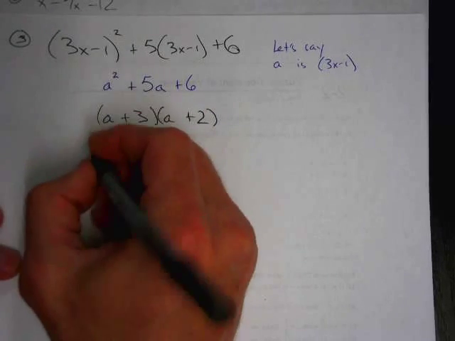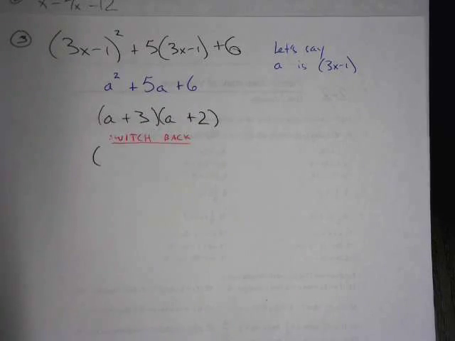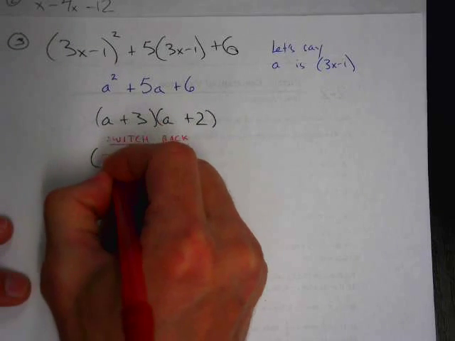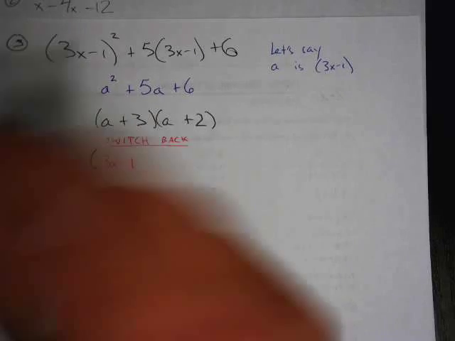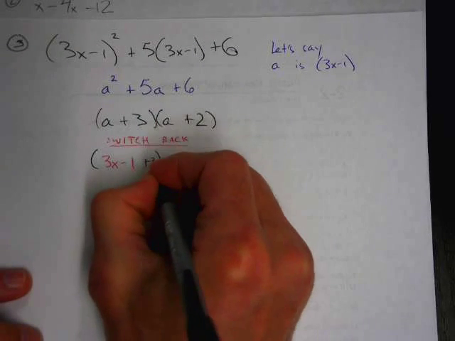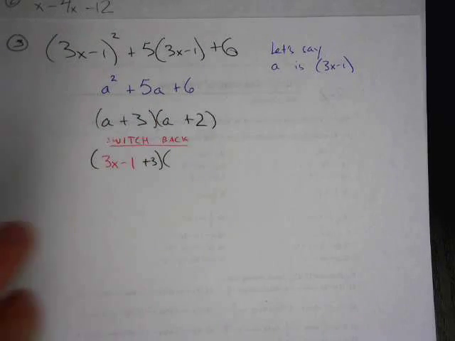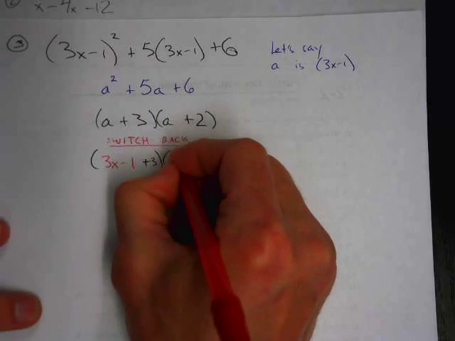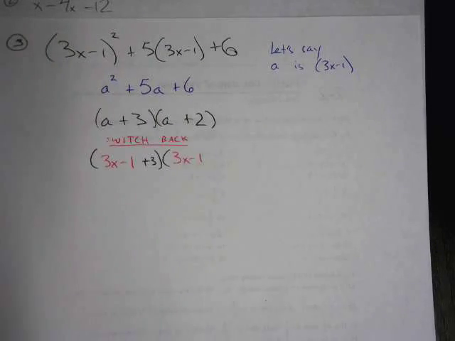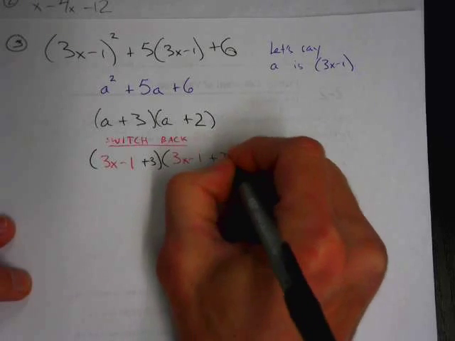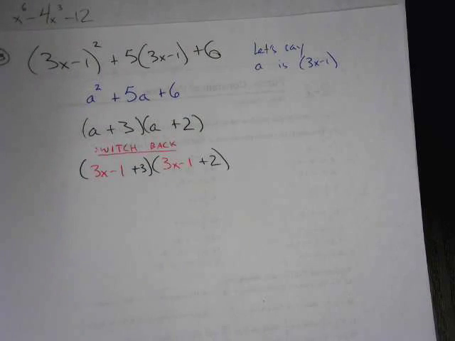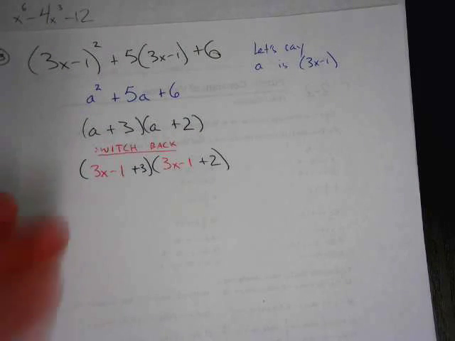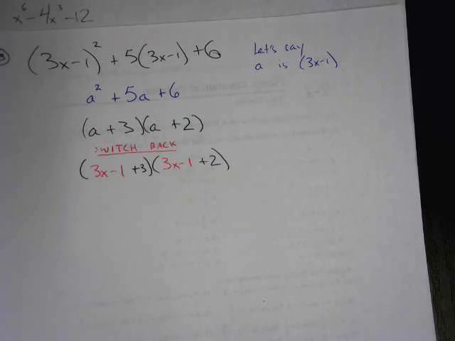Check this out. Instead of saying a plus 3, what are we going to have? We're going to have 3x minus 1 plus 3. And then instead of saying a plus 2, we're going to have 3x minus 1 plus 2. Right? And are we done? Of course not. We can't be done. That's crazy talk.